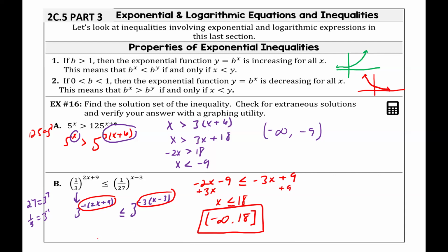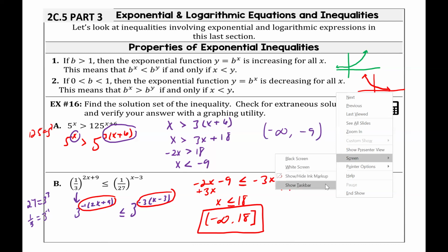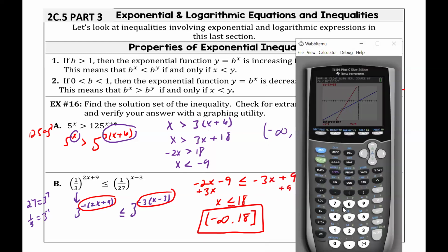Okay, so we're going to check it graphically. Let's go to our handy dandy Sylvie. So open Sylvie. I'm going to go here. And again, I'm putting in the linears, not the whole exponential. So we have negative 2x minus 9. We have negative 3x plus 9. And we're looking for less than.